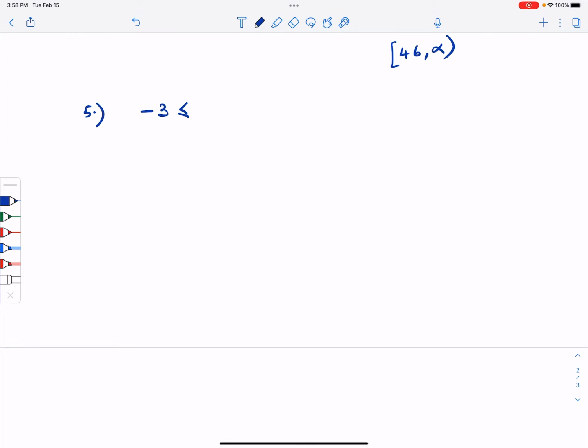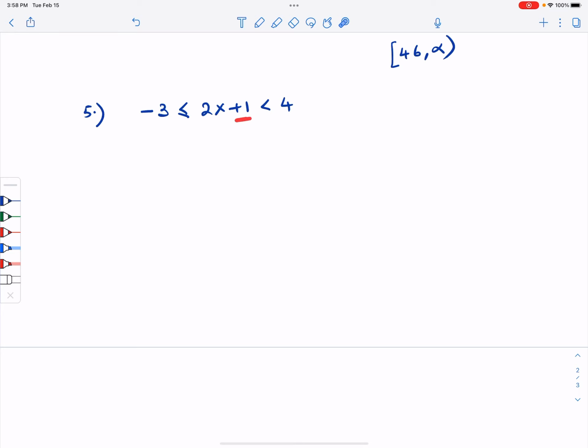Negative 3 less than or equal to 2x plus 1 less than 4. Okay, so now this is an interesting one because you don't have one inequality, you have two in the same expression. So what you want to do to solve it is look at where the x is. See, the x is in the center. So try to figure out how to eliminate everything else but the x from the center.